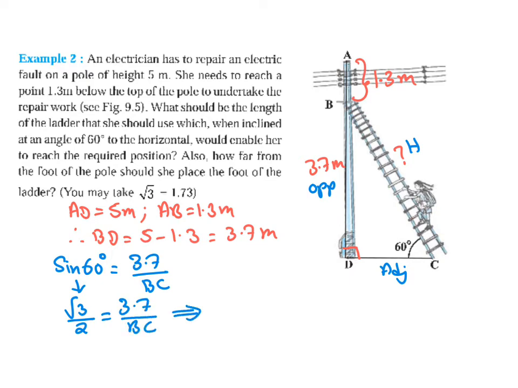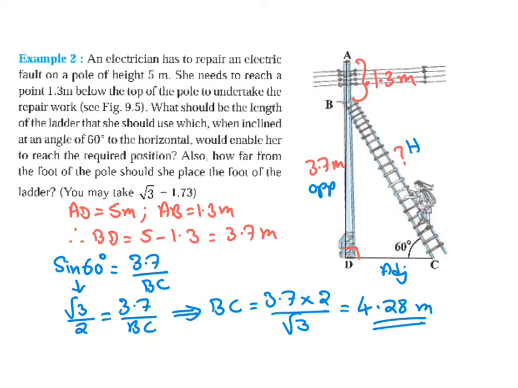Cross multiply. BC is going to be equal to 3.7 times 2 over root 3. Simplify that. You can use root 3 as 1.73 as suggested in the question. Approximately you get 4.28 meters. So the length of the ladder has to be 4.28 meters.